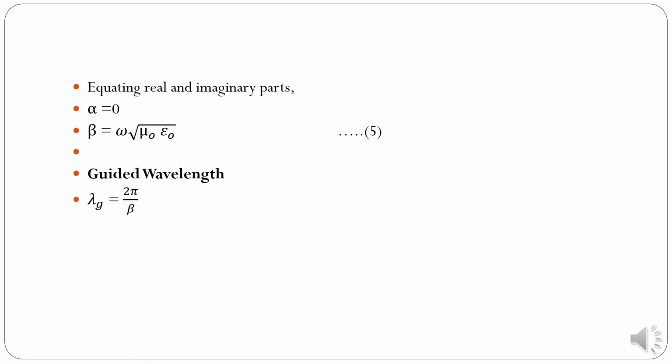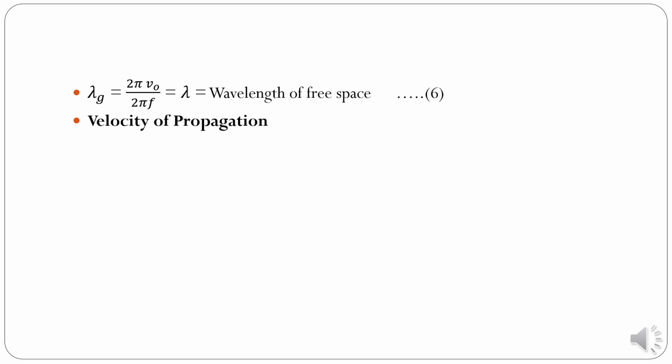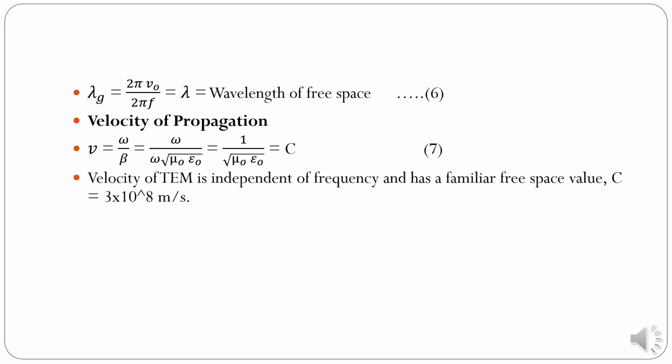Guided wavelength lambda g is equal to 2 pi by beta, so lambda g is equal to 2 pi by omega root of mu naught epsilon naught. V naught is equal to 1 by root of mu naught epsilon naught. So lambda g is equal to 2 pi v naught by 2 pi f, which is the wavelength of free space. Velocity of propagation is omega by beta, which is omega by omega root of mu naught epsilon naught, equal to 1 by root of mu naught epsilon naught. So the velocity of light is equal to 3 into 10 power 8 meters per second.